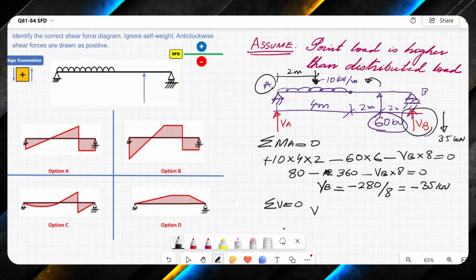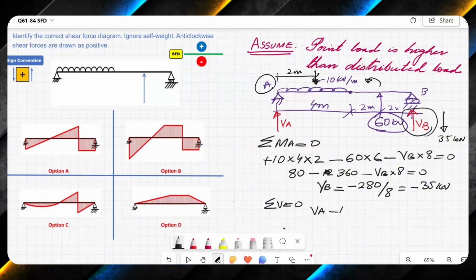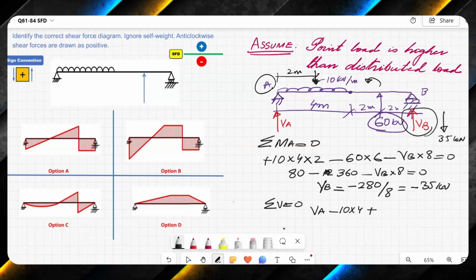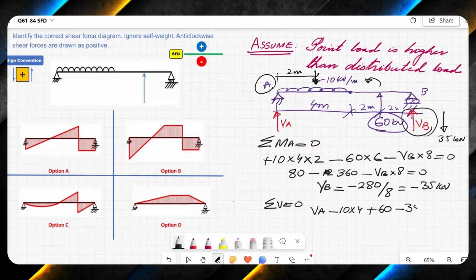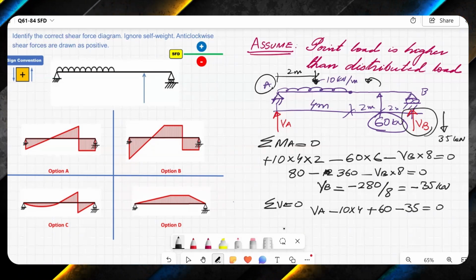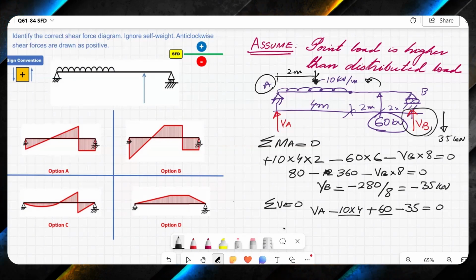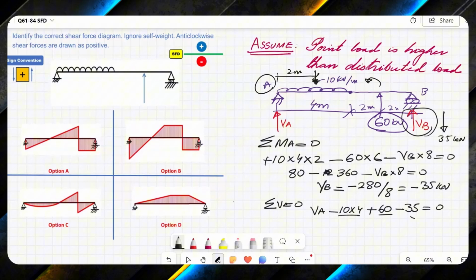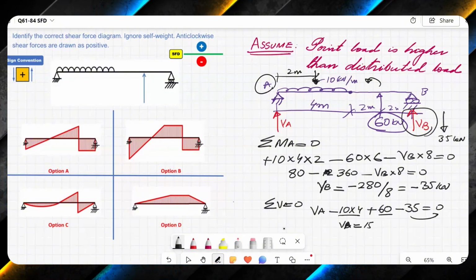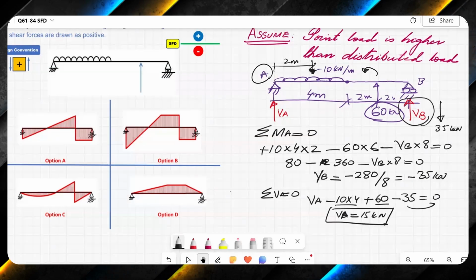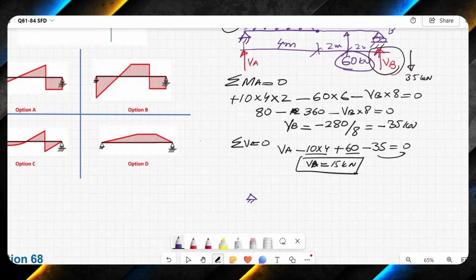I have VA, taking upward forces as positive, plus I have the UDL, that is 10 times 10, plus I have 60, and minus 35, which is VB, is equal to 0. Minus 40 plus 60 is 20, plus 20, minus 35 gives minus 15. If I bring it to the other side of the equation, it will give me VA as 15 kilonewton. So once I've got the loading, I'm in a position to plot the diagram.